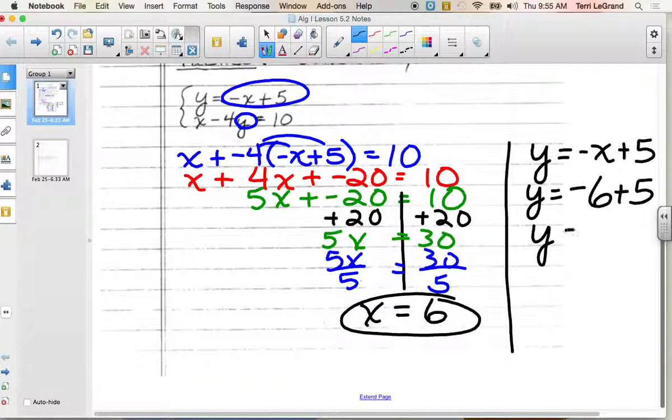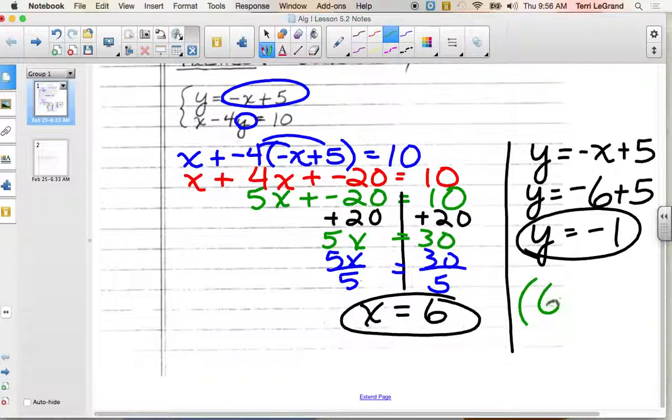And what does y equal? -1. So ordered pair, what's the solution? 6, -1. Ordered pair, 6, -1. The x value is 6, the y value is -1. There's our solution.